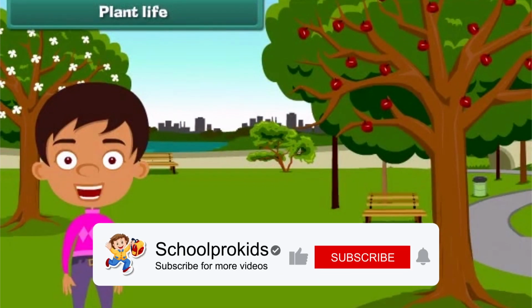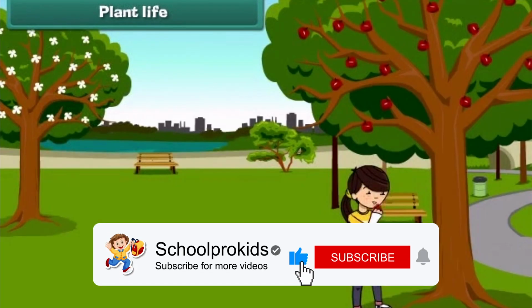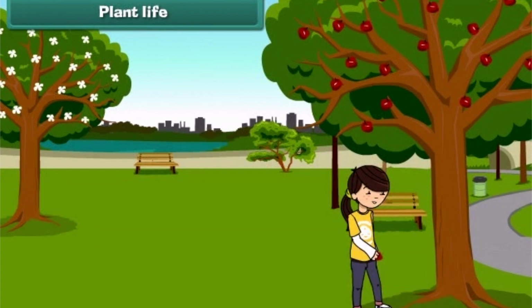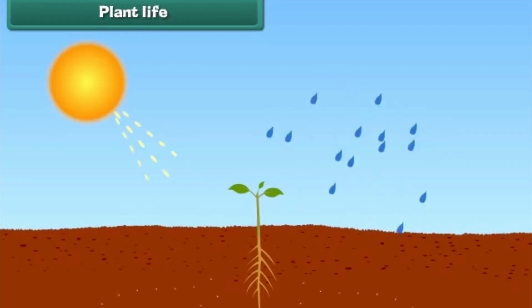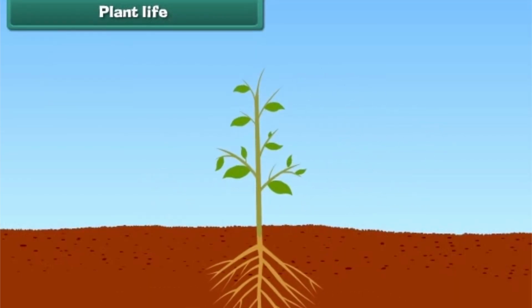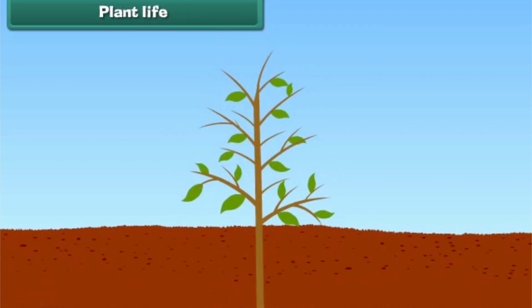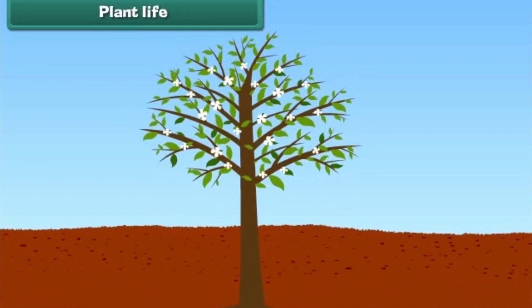Hello friends, I am Sam. Do you know that plants are also our friends as they give us food and many other useful things? Besides this, they also give us shade. They are also living like us. They need their own food and water to live and grow. They also have ability to grow and become tall like us.